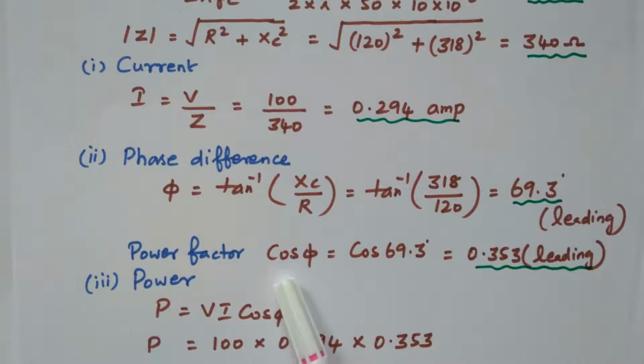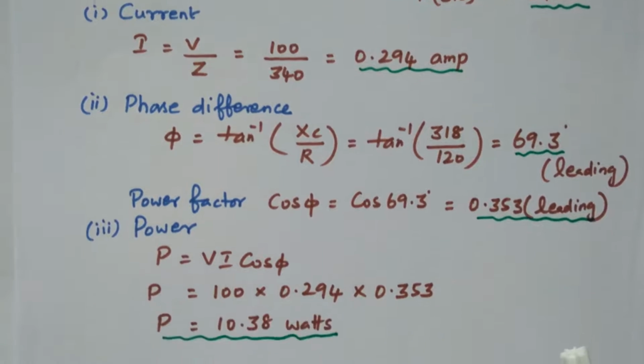So power factor is nothing but cos phi. Cos phi equal to cos of phi value. Phi value is 69.3. So cos of 69.3 is nothing but 0.353. It is also leading because of the capacitor. Current is leading in the capacitor.